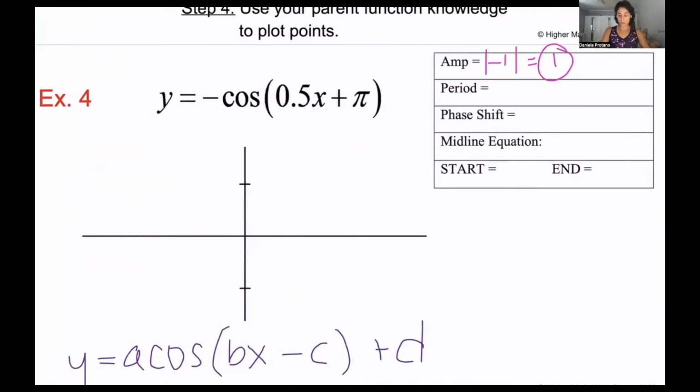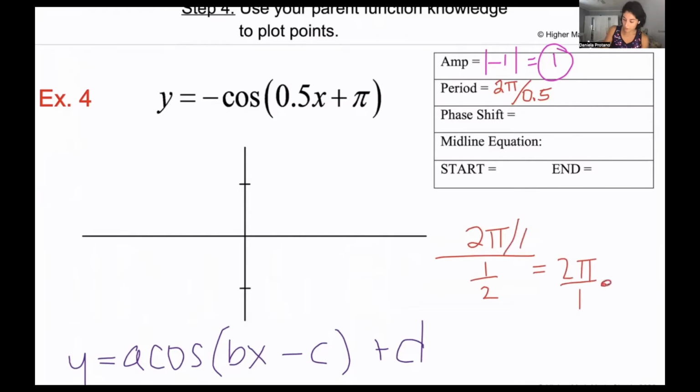The period is 2 pi divided by 0.5. If you are not allowed to use your calculator here, it's really the absolute value of 0.5, but it's already positive. If you're not allowed to use your calculator, which is highly probable, 0.5 is the same thing as 1/2. So if you do keep change flip, that's 2 pi over 1, because this is over 1 times the reciprocal. So that's going to be 2 over 1.